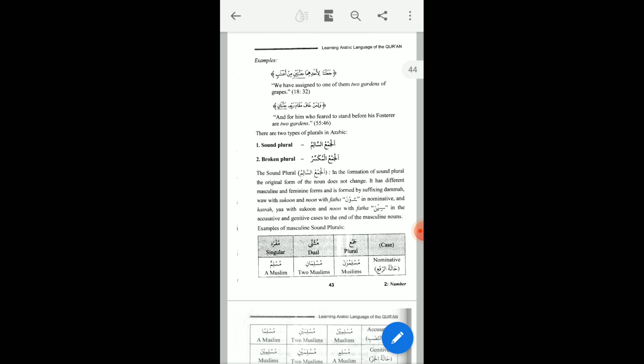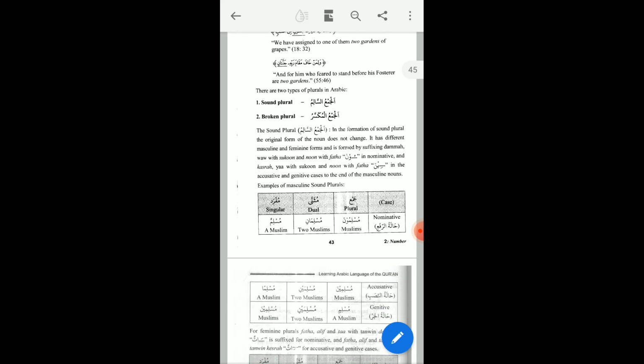The sound plural, al-jam'u salimu. In the sound plural, the original form of the noun does not change. It has different masculine and feminine forms and is formed by suffixing dhamma or waw with sukoon and noon with fatha, that is una. See, waw una. I said dhamma implies subject. Dhamma approaches waw, isn't it? When we say u, this sound approaches waw. It means una, it is subjective case.